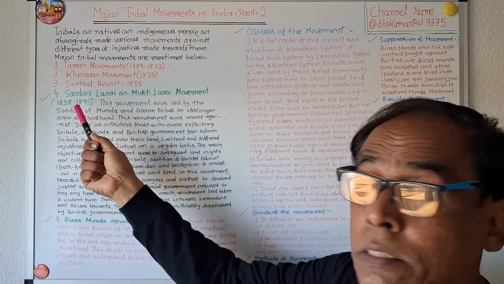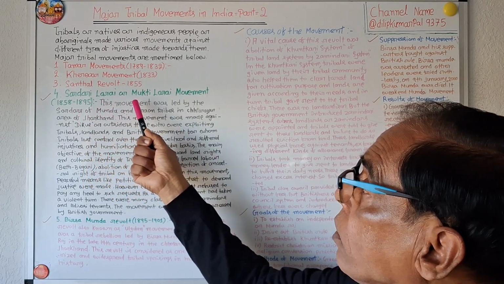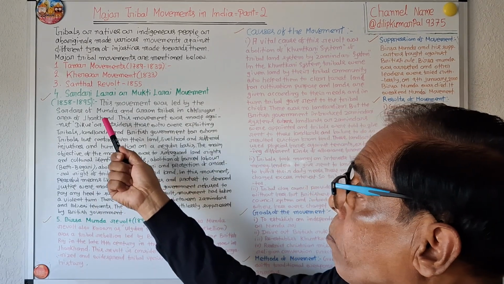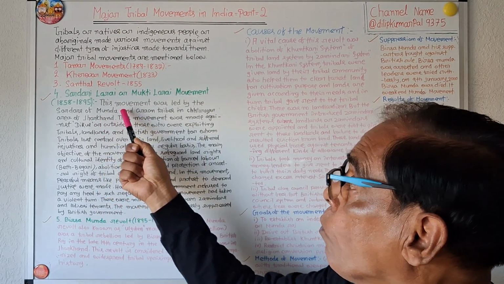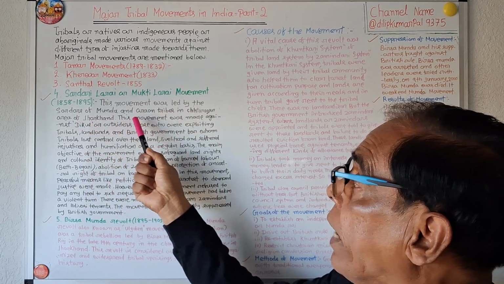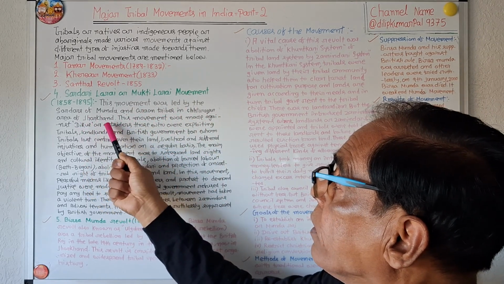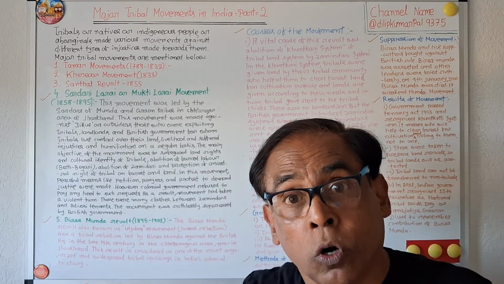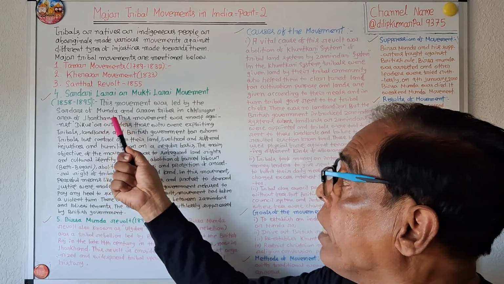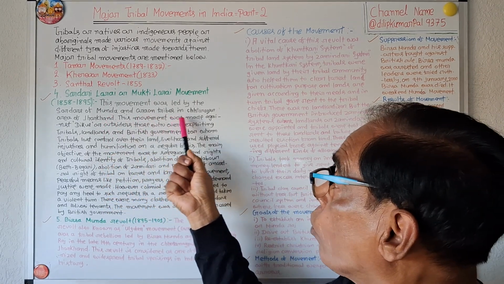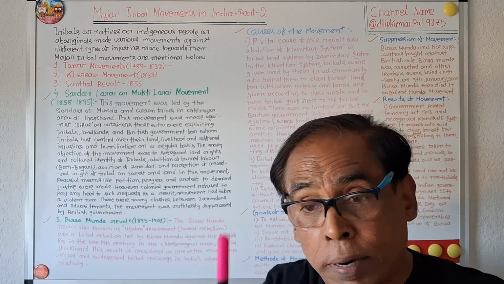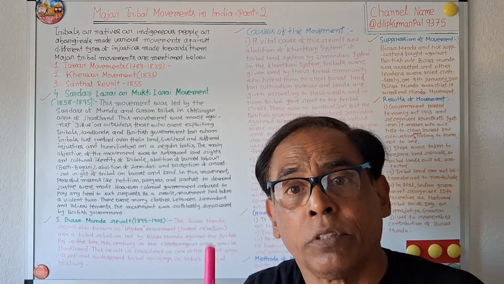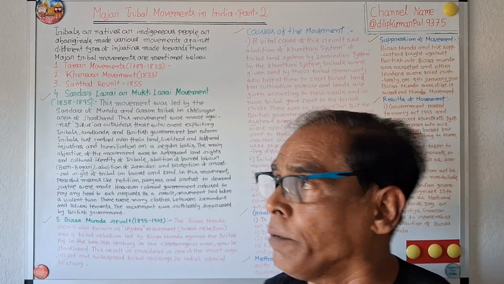The Sardari Larai or Mukti Larai movement was made by two tribes, the Munda tribes and the Oraon tribes. This movement was made by Sardars, or chiefs or leaders, of Munda and Oraon tribes of Chotnagpur area of Jharkhand. This movement was made by whom? Sardars or chiefs of Munda tribes and Oraon tribes of Chotnagpur area of Jharkhand.